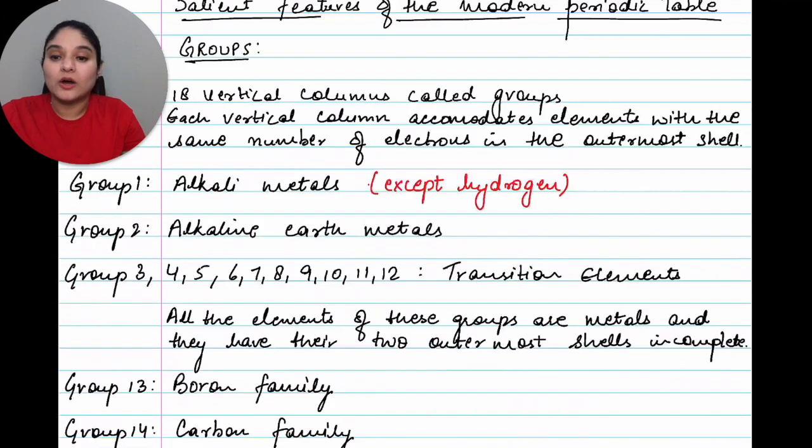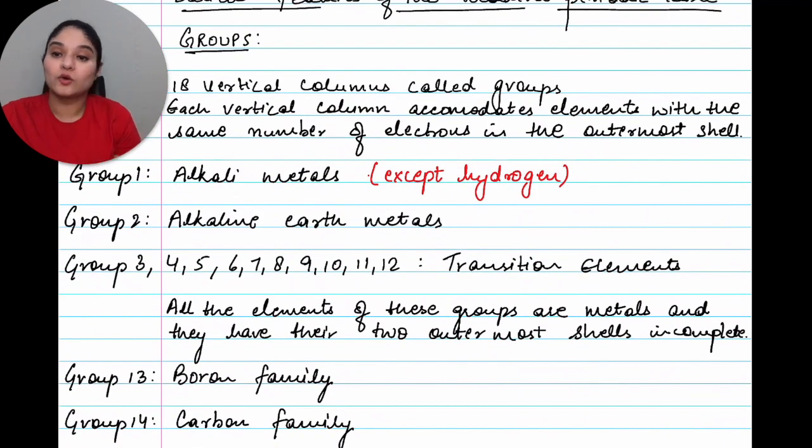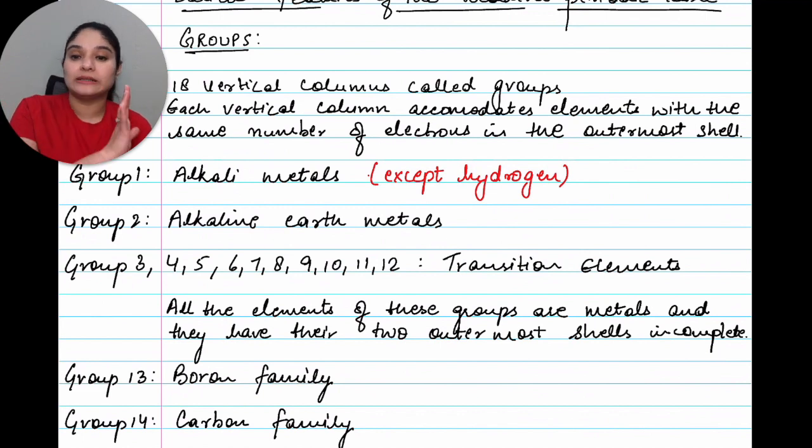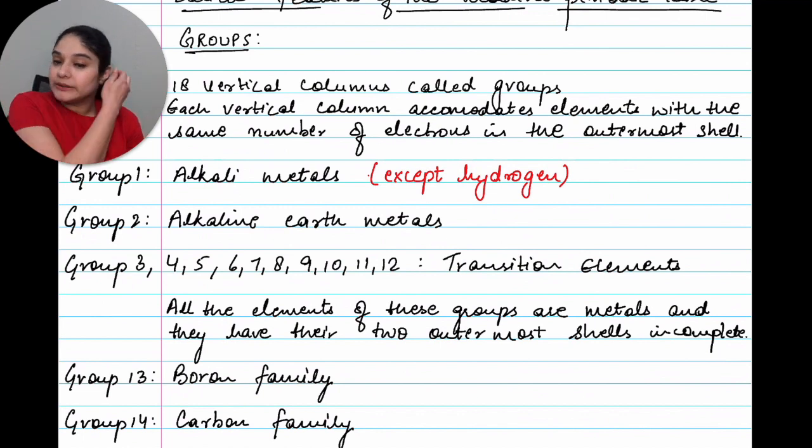Now when we talk about group 1, it is known as alkali metals, except hydrogen, of course. Now why do we call them alkali metals? Because when these particular metals are dissolved in water, they give you strong alkalis. What are alkalis? Alkalis are bases soluble in water. So these are known as alkali metals. When we talk about group 2, these are alkaline earth metals.